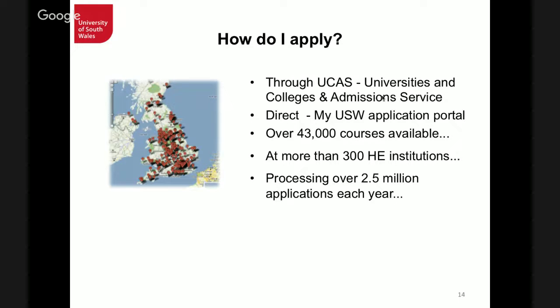It's very easy to do that. It's a link to our online application portal where you submit your application. And as I mentioned earlier, you can also submit your payment through the portal. We have over 43,000 courses to choose from, so I'm sure you might be able to choose a course which is suitable for you. And in the UK, 2.5 million applications are processed each year. So you can imagine it's a very big number of students who are coming to the UK to study.